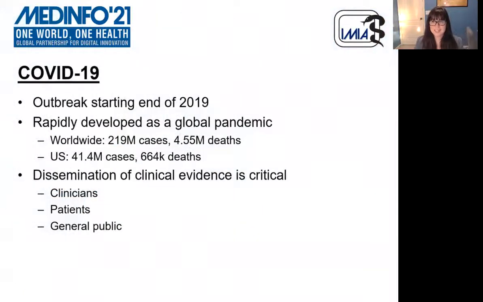Since its outbreak in late 2019, the coronavirus disease, or COVID-19, has quickly developed as a global pandemic. As of September 2021, there are over 219 million cases and 4.5 million deaths worldwide, and over 41 million cases and 660,000 deaths in the United States. Rapid dissemination of COVID-19 clinical evidence to healthcare providers, patients, and the general public is a critical step to mitigating disease and ultimately addressing this challenge.